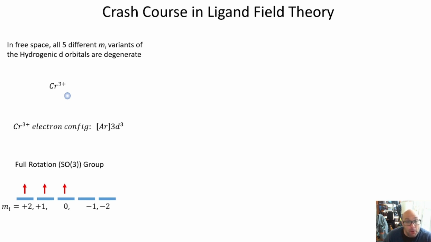But now we're going to ask a question. In a molecule or a solid, we're going to break the full 3D symmetry around the chromium ion. We can think about that as, let's just make chromium trichloride, where locally around any given chromium ion, you're going to have 6 chloride ions. And they're arranged almost in an octahedron.